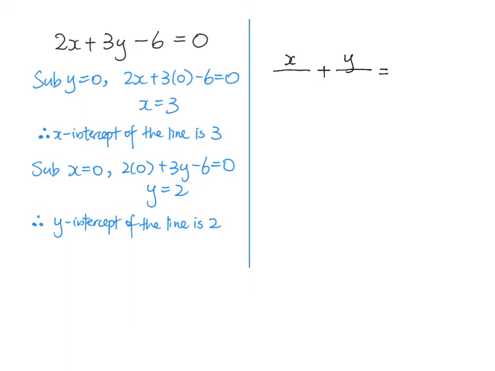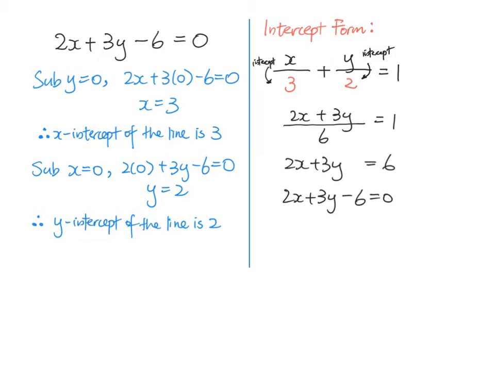Now, I could actually rewrite this equation in what we call the intercept form, okay? This would be x over something plus y over something always equals 1. And we will just fill in this number as 3 and this as 2, 3 being the x-intercept and 2 being the y-intercept. So this is already the format, okay? This is it.